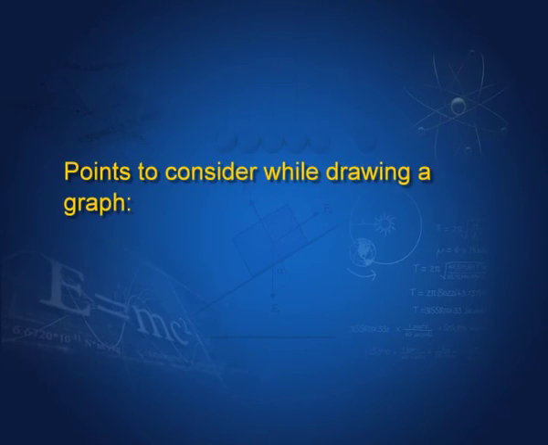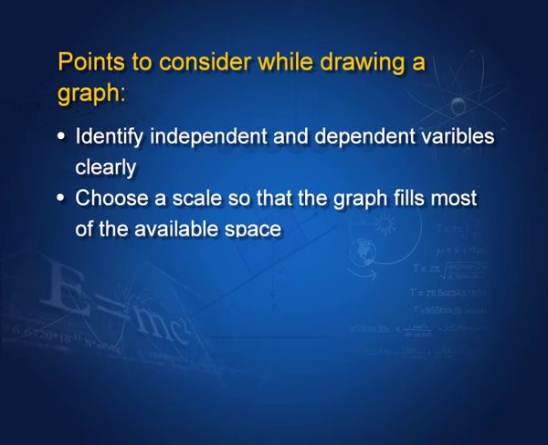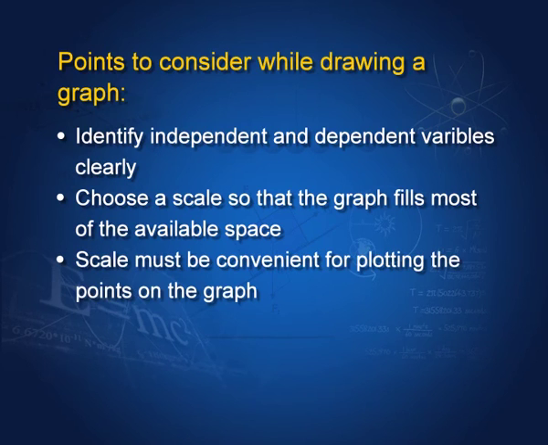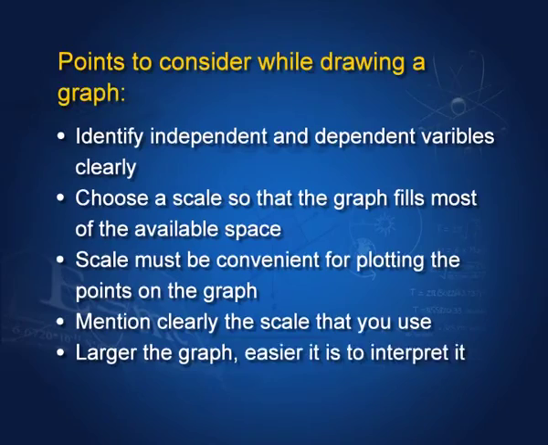Now, points to consider while drawing a graph. First, identify independent and dependent variables very clearly. Then choose scales so that the graph fills most of the available space. Scales must be convenient for plotting the points on the graph, and they must be mentioned clearly on the graph itself. Remember that the larger the graph that you can draw in the given space, the easier it is to interpret it.